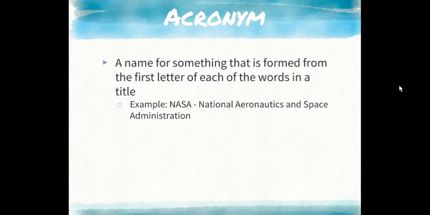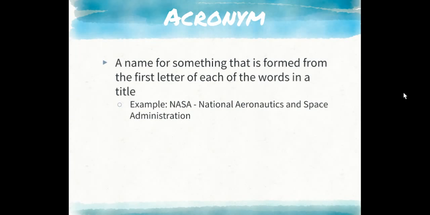An acronym is a name for something that is formed from the first letter of each of the words in a title. For example, NASA, we refer to NASA as NASA, but it actually stands for the National Aeronautics and Space Administration. N-A-S-A, National Aeronautics and Space Administration.